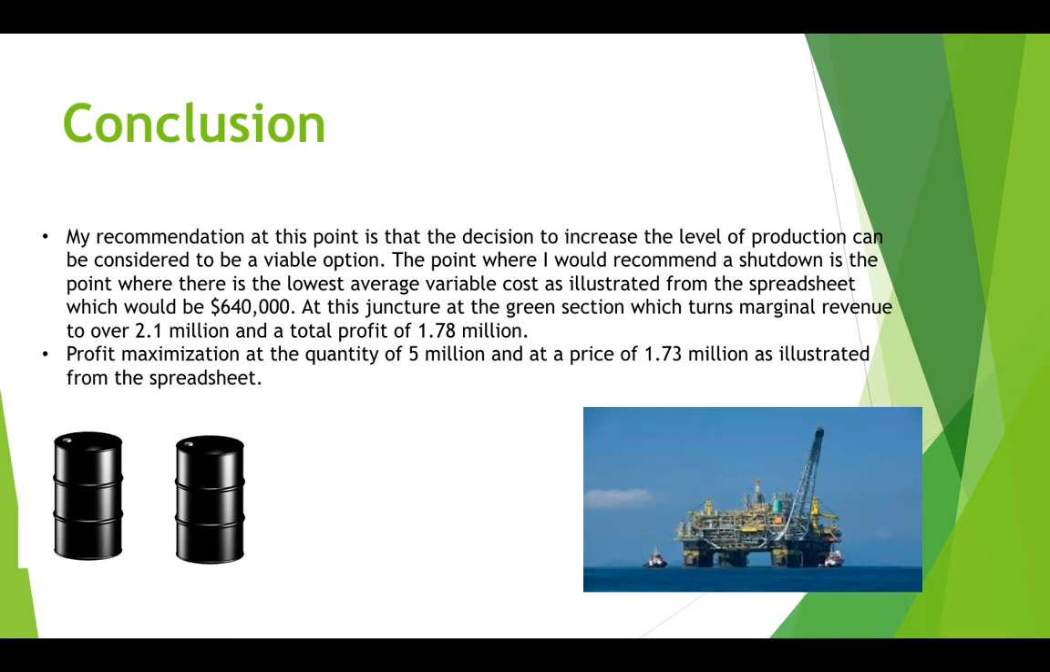My recommendation at this point is that the decision to increase the level of production can be considered a viable option. The point where I would recommend a shutdown is the point where there is the lowest average variable cost, as illustrated from the spreadsheet, which would be $640,000. At this juncture, at the green section, which turns marginal revenue over to 2.1 million and total profit to 1.78 million. Profit maximization at the quantity of 5 million and the price of 1.73 million is illustrated from the spreadsheet.